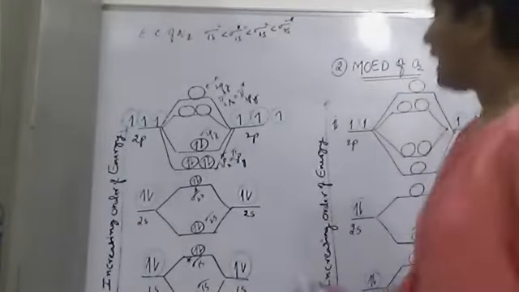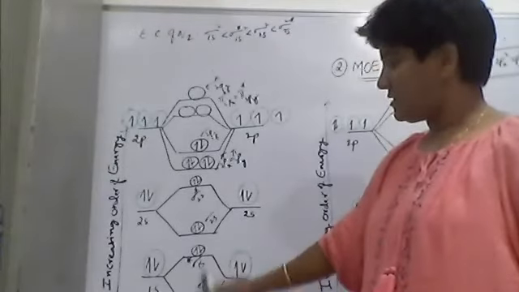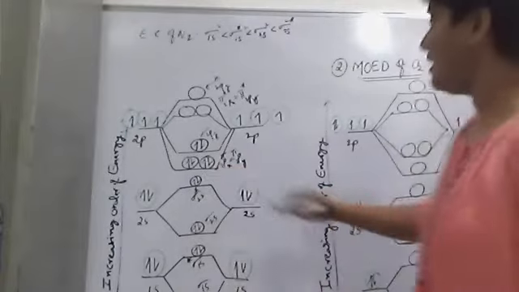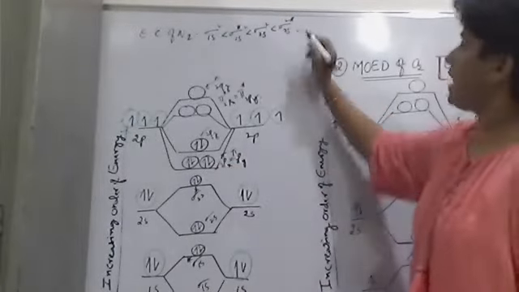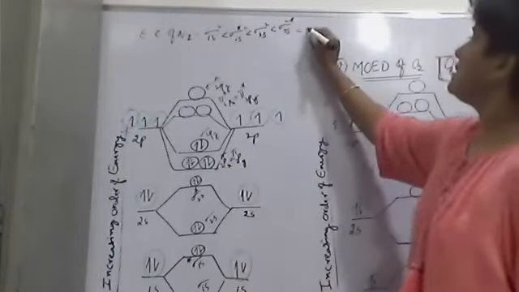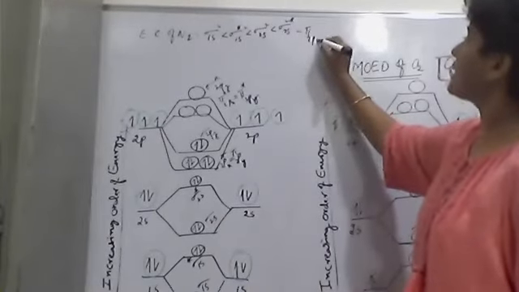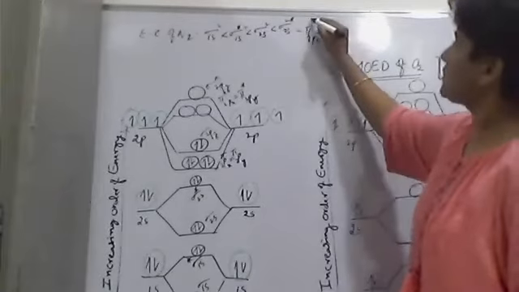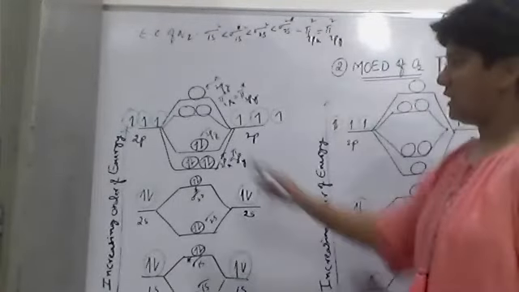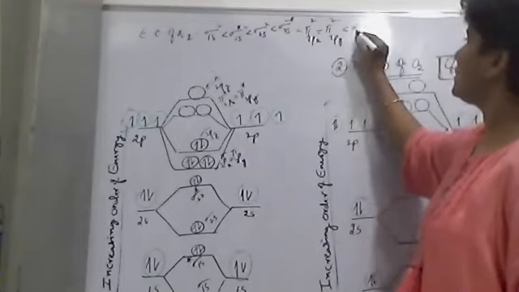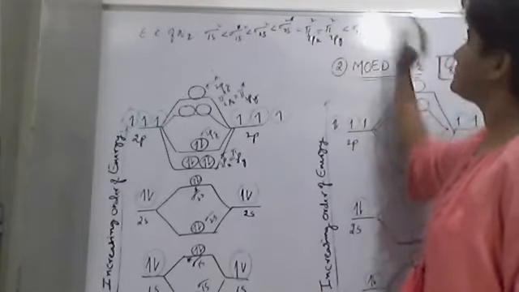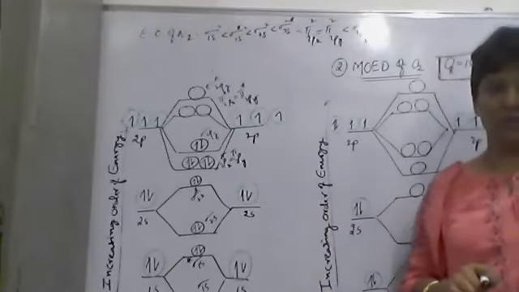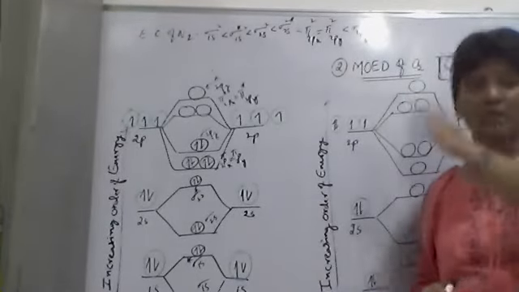And next, after this, we completed sigma 1s, sigma 1s star, sigma 2s, sigma 2s star. After this, what you have? Pi orbitals, which are higher energy than sigma 2s. Pi 2px equal to pi 2py, and each one having the 2 electrons. The next is sigma 2pz. So this is the electronic configuration of N2 molecule.